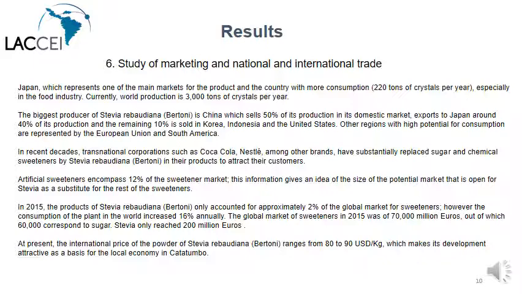Japan is one of the main markets for stevia and the country with more consumption, 220 tons of crystals per year, especially in the food industry. Currently, world production is about 3,000 tons of crystals per year. The biggest producer is China, which sells 50% of its production in its domestic market, exports to Japan around 40% of its production, and the remaining 10% is sold to Korea, Indonesia, and the United States. Other regions with high potential for consumption are represented by the European Union and South America.